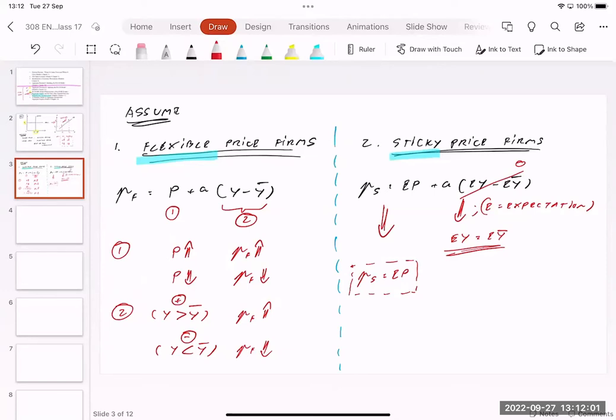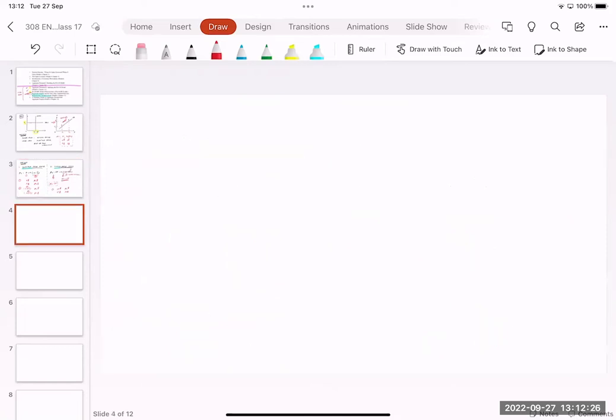So what this means is, if a firm thinks that the price in the future is going to increase, if the expected price is higher, they're going to start increasing the price today. On the other hand, if they think that the price in the future is going to be lower, they're going to reduce the price today. So this is the way of thinking of this type of firm. And then next, we're going to talk about the other variable.